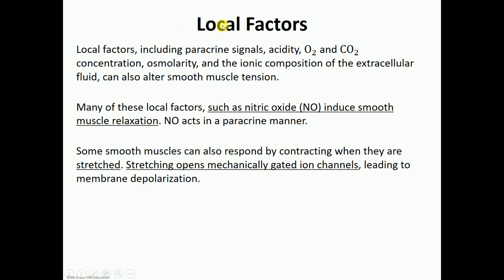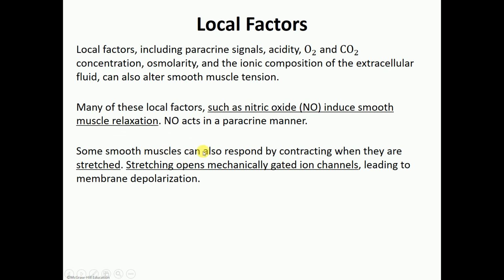Local factors that can lead to the contraction of smooth muscle fibers, for example, changes in acidity, changes in oxygen and carbon dioxide levels, can definitely alter your smooth muscle tension. Many of the local factors like nitric oxide can induce smooth muscle relaxation. So nitric oxide is a gas, so it's not even a liquid, it's a gas that leads to the relaxation of smooth muscles of the blood vessels, leading to their dilation. And nitric oxide is responsible for the erection that happens due to the relaxation of the smooth muscles of the penile veins, leading to the accumulation of blood, and an erection happens.